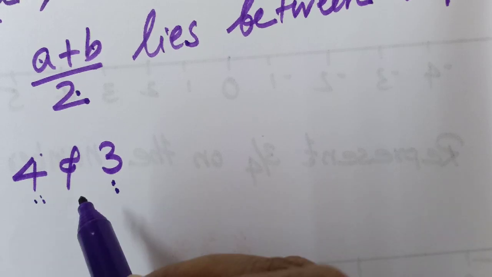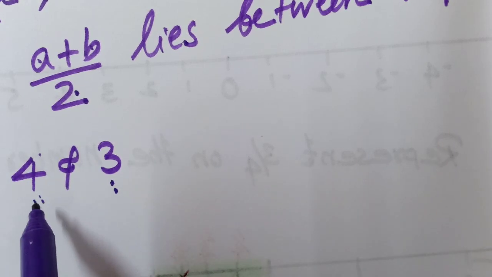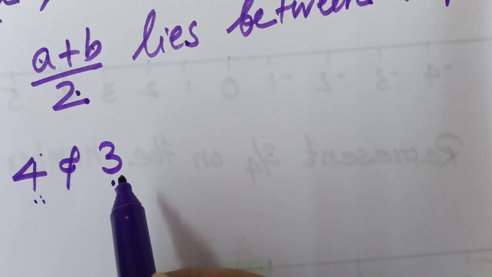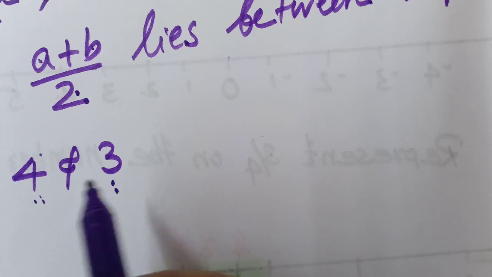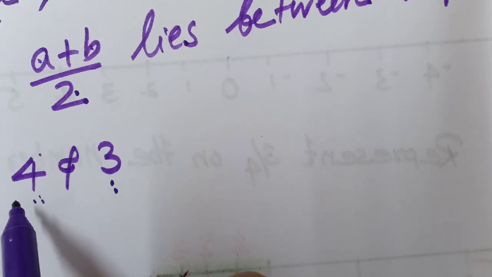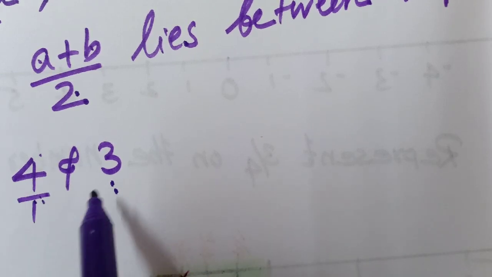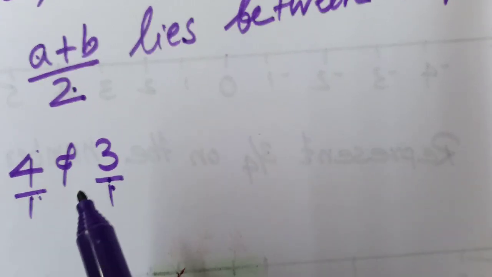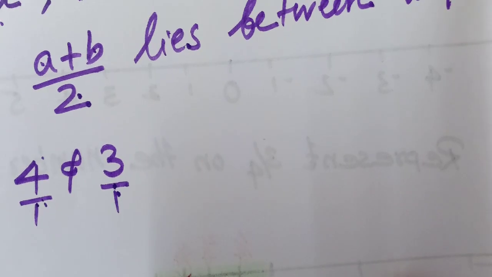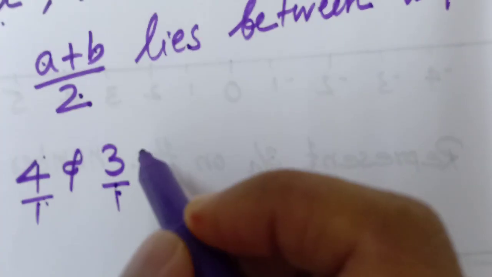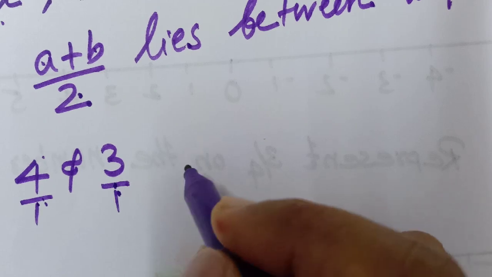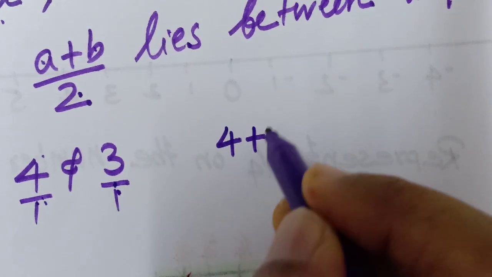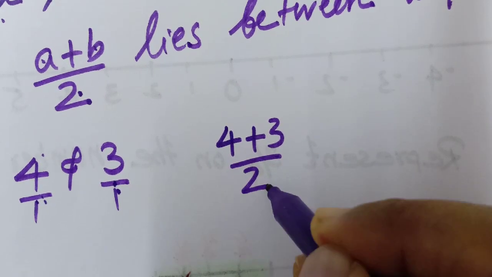and also they are rational numbers, because every integer, every natural number, every whole number can be represented as a rational number with 1 in the denominator, right or not? So 4 and 3 are rational numbers. So how can we find the rational number between 4 and 3? It is (4 plus 3) by 2, right?